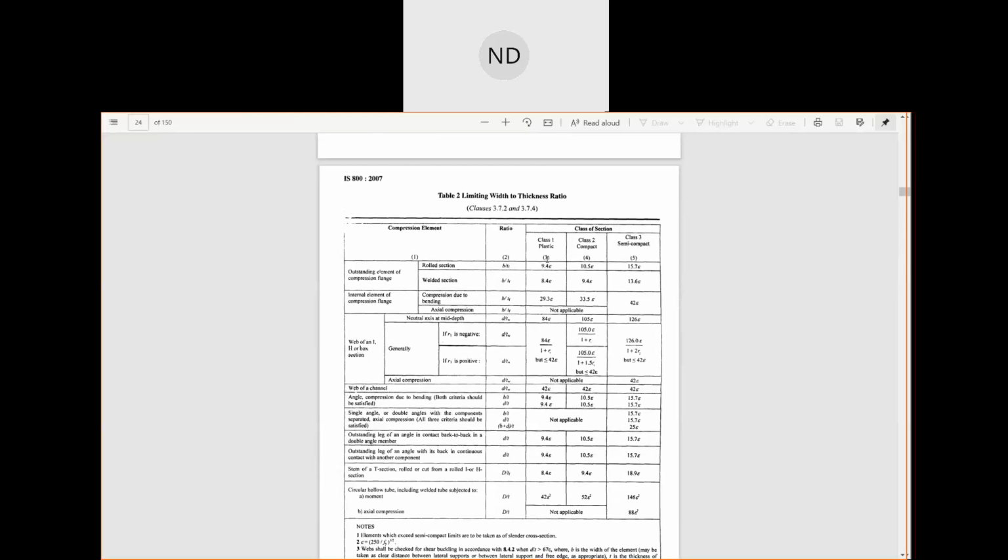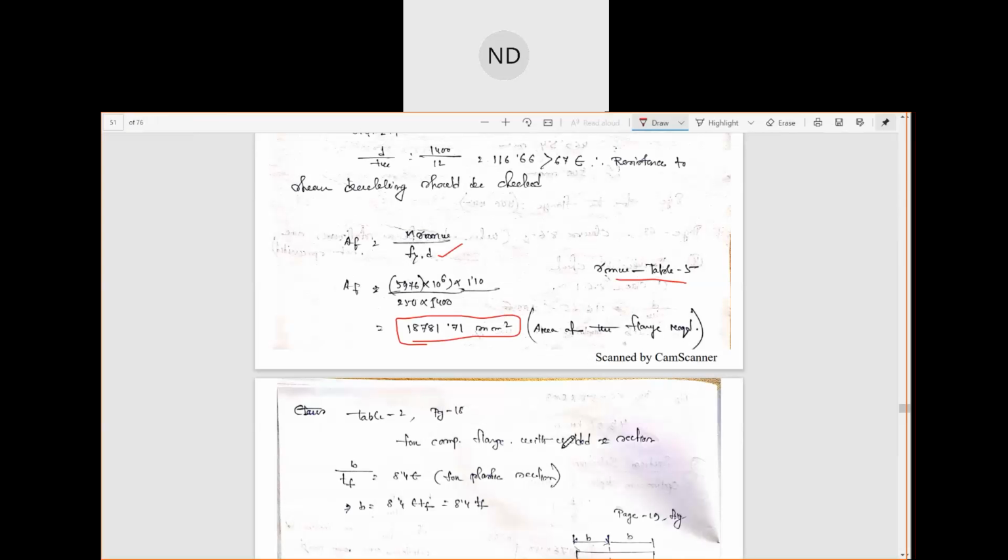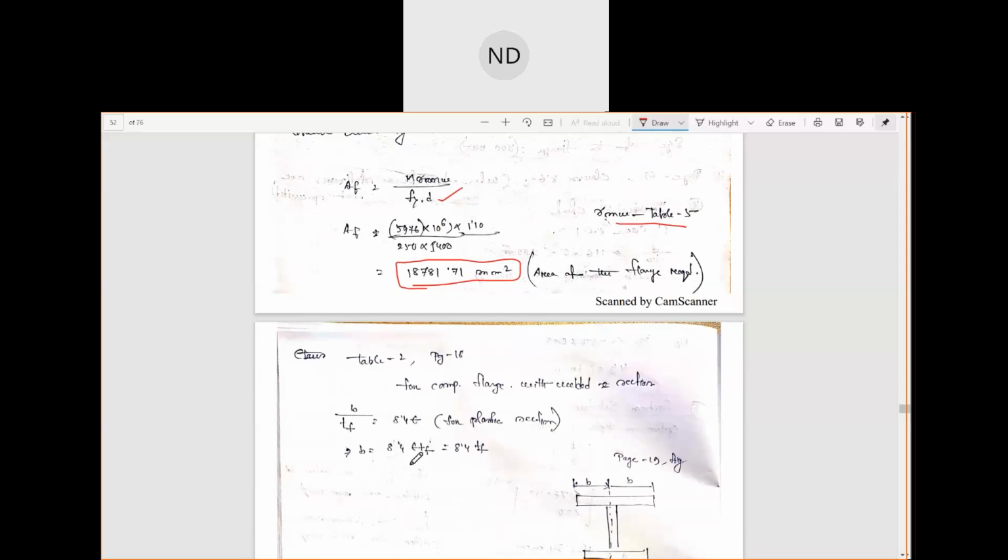This is the table here. We want our section to be plastic, so we will assume it to be class 1A, and this is a welded section. So the B by TF ratio, this one you see here, 8.4 epsilon, should be less than 8.4 epsilon. Now if we check for the compression flange with welded section, we have B by TF equal to 8.4 epsilon for plastic section.